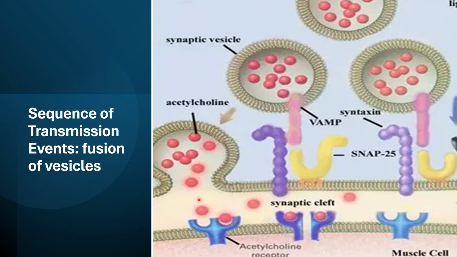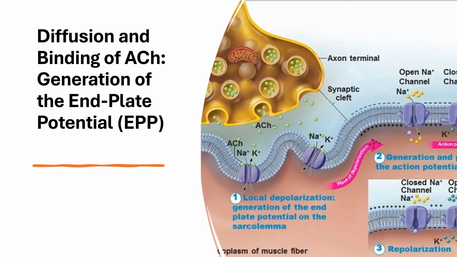Each vesicle releases about 10 raised to the power 4 acetylcholine molecules into the synaptic cleft. This is a single quantum of transmitter. The combined effect of many quanta creates measurable depolarization of the postsynaptic membrane. Now, within roughly 50 microseconds, the released acetylcholine diffuses across the synaptic cleft and binds to nicotinic acetylcholine receptors on the motor end plate.